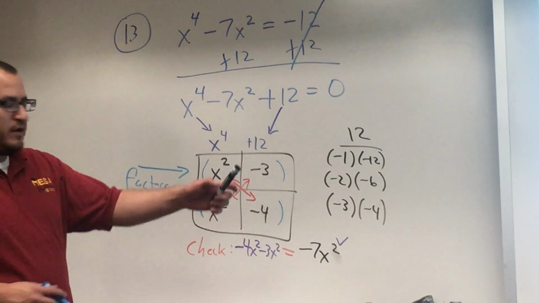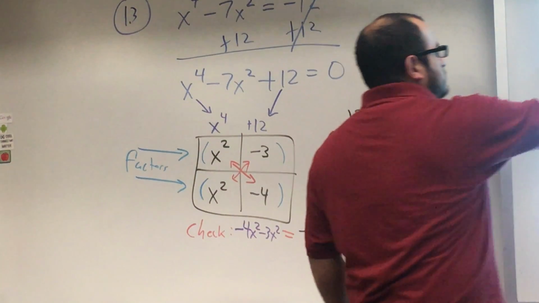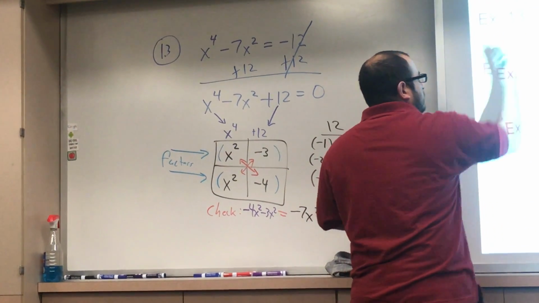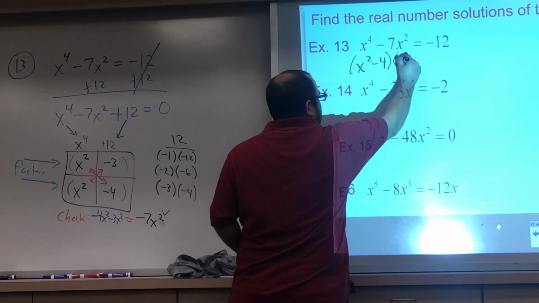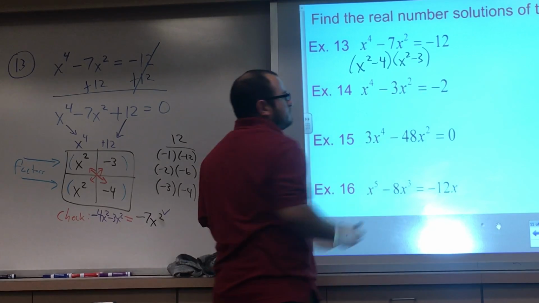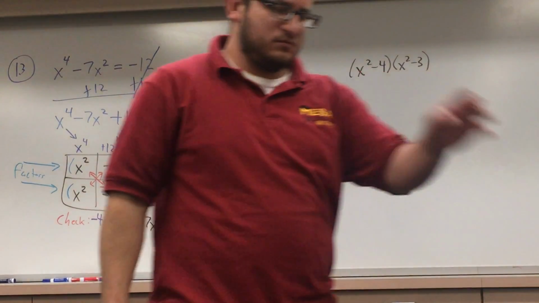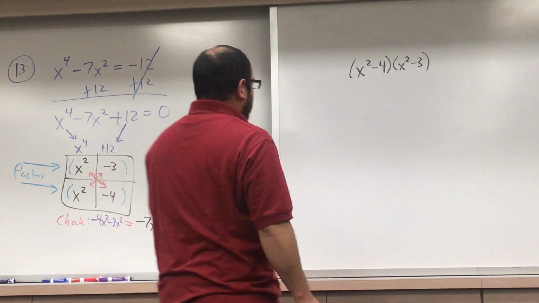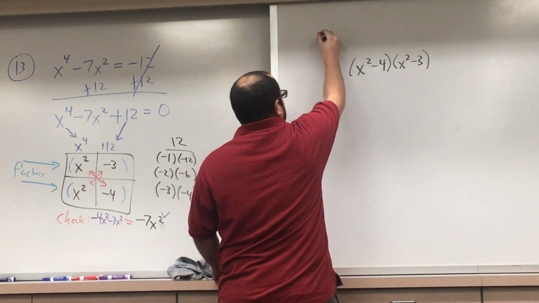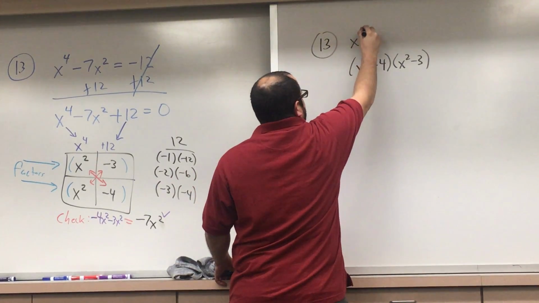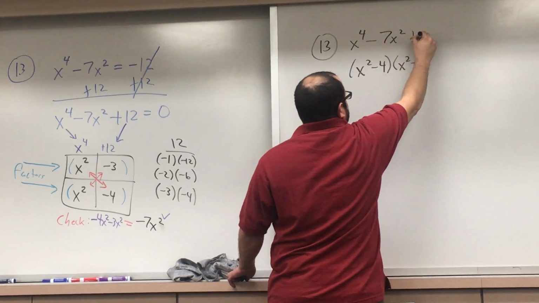I'm going to move on to the middle board just because I ran out of room. I'm going to put the answers. So far I've gotten x squared minus 4, x squared minus 3. These are the answers to the problem that was 13: x to the 4th minus 7x squared plus 12 equals 0.